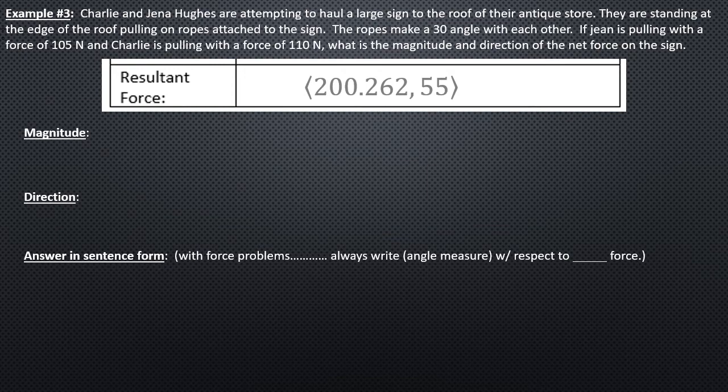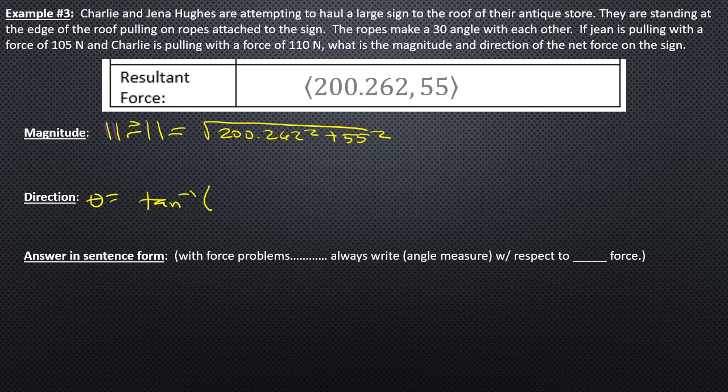So I'm just picking up where we left off. And my magnitude, I'm not going to touch my calculator yet. I'm just going to go ahead and write this all out. So my magnitude is going to be the square root of 200.262 squared plus 55 squared. And my theta is going to be tangent inverse of my y value over my x value. Now, if you still have the x squared plus y squared stored in your calculator, you can find it if you stored your new values. Otherwise, you need to type this in and make sure you use the long decimals.